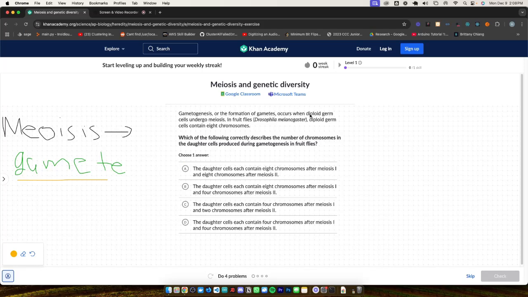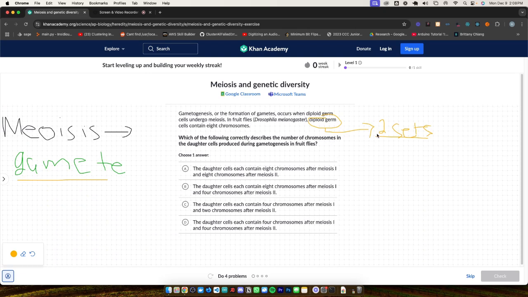Okay, so we start off with diploid germ cells. So what does a diploid germ cell mean? That means that you have two sets of chromosomes, one from your father and one from your mother, right? So whoever is producing this gamete has two sets of chromosomes, one from their father and one from their mother, and these two sets of chromosomes are present in the germ cell.